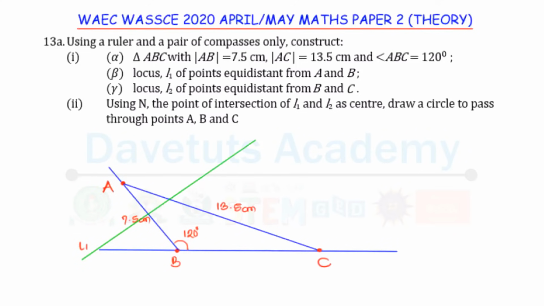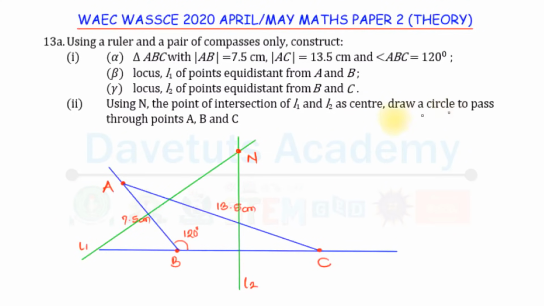And in the same vein, we are to look at another perpendicular bisector of B and C. So that will also be something like this, because it will divide the line BC into two equal parts. That is what will define the locus of point equidistant from B and C. So this will be the line L2. And then the point of intersection, like we are told there, N is the point of intersection. This is N.